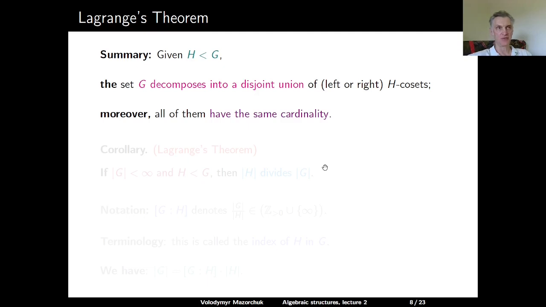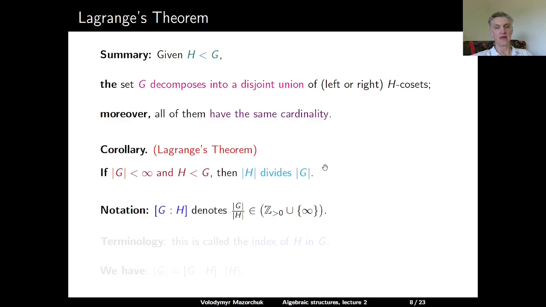So we have G, we decompose it into a disjoint union of subsets, and all these subsets have the same cardinality. Corollary, which is known as Lagrange theorem: if G is a finite group and H is a subgroup of G, then the cardinality of H divides the cardinality of G. So indeed, G is a disjoint union of subsets, each of them having the cardinality of H.